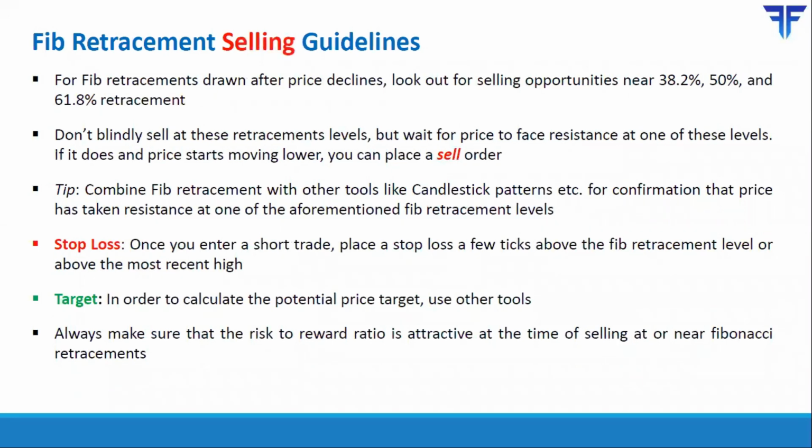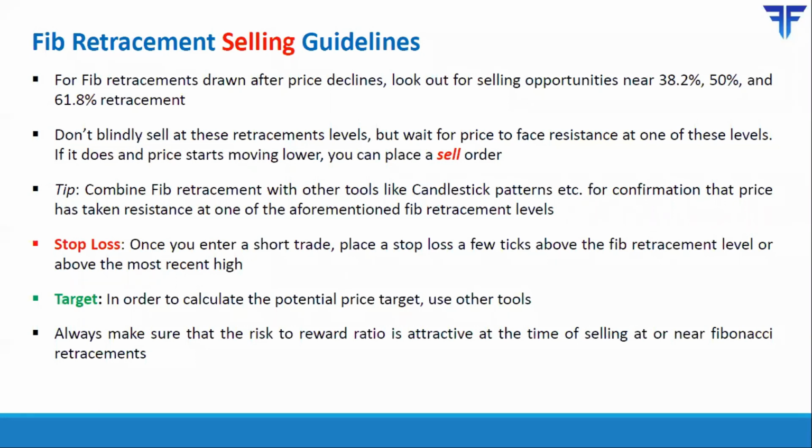Now, here are some Fibonacci retracement selling guidelines. Again, very similar, but in the opposite way. Now, when do you use Fibonacci retracement to sell? You use Fibonacci retracement to sell when you have drawn a Fibonacci retracement connecting a high and a low. So you use Fibonacci retracement to sell whenever the price has declined from point A to point B. So following the decline from point A to point B, you'll be using Fibonacci retracement to identify areas of resistances, which are potential levels where you can sell.